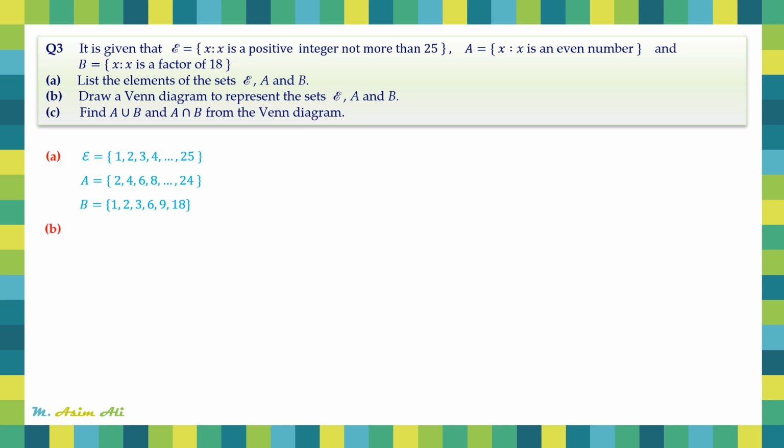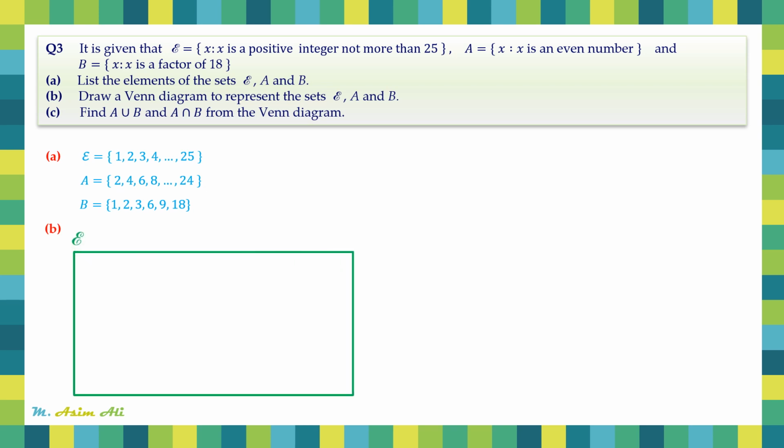In part B, we have to draw a Venn diagram of the three sets. First of all, we will draw the universal set, a big rectangle, which is drawn with this epsilon type of symbol. This is the universal set. All of the sets will be lying inside this universal set. Okay, let's make sets A and B, then we will write the elements.